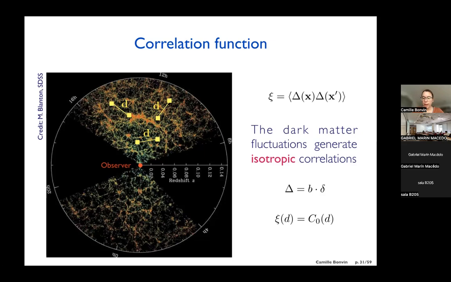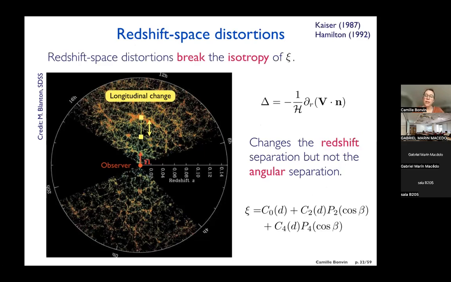Adding redshift space distortion, it is well known that we break this isotropy of the correlation function, because redshift space distortion can change the apparent redshift separation between the galaxies, but it has no impact on the angular separation between the galaxies. And so because of this term, the correlation function depends not only on the separation, but also on this angle beta that describes the angle between the pair of pixels that we are looking at and the direction of observation.